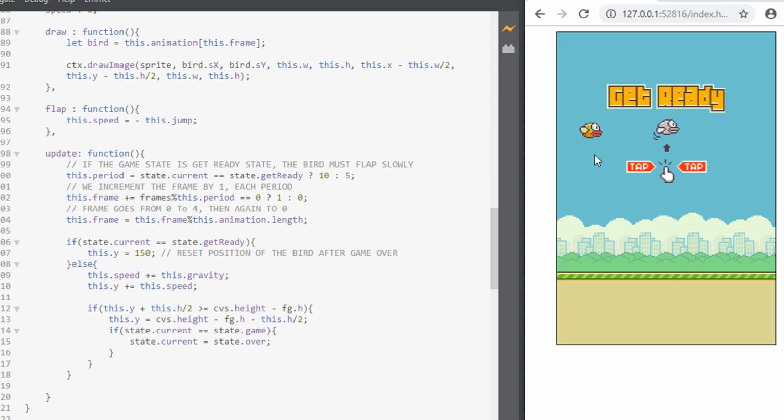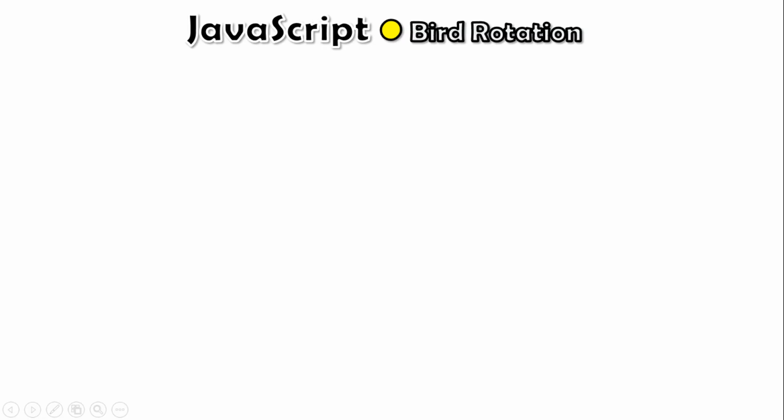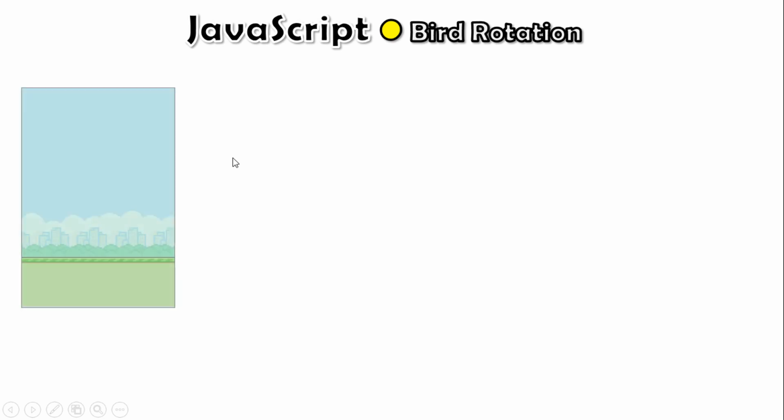Now let's go back and talk about the rotation. Okay, let's now talk about how to rotate our bird. So when the bird is in the get ready state, its angle of rotation is 0 degrees. But if it's flapping, if it's going to the top, we need to change the rotation angle to minus 25 degrees. But instead, if the bird is falling down, the rotation angle is 90 degrees.